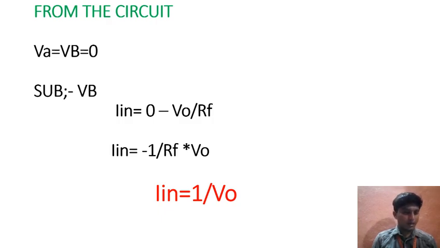This is our final equation for the current to voltage converter. We can say IN is directly proportional to V naught in the current to voltage converter, and we can finally conclude this equation. This is the current to voltage configuration, and this is all about its conceptual details and working principle. Thank you, sir.